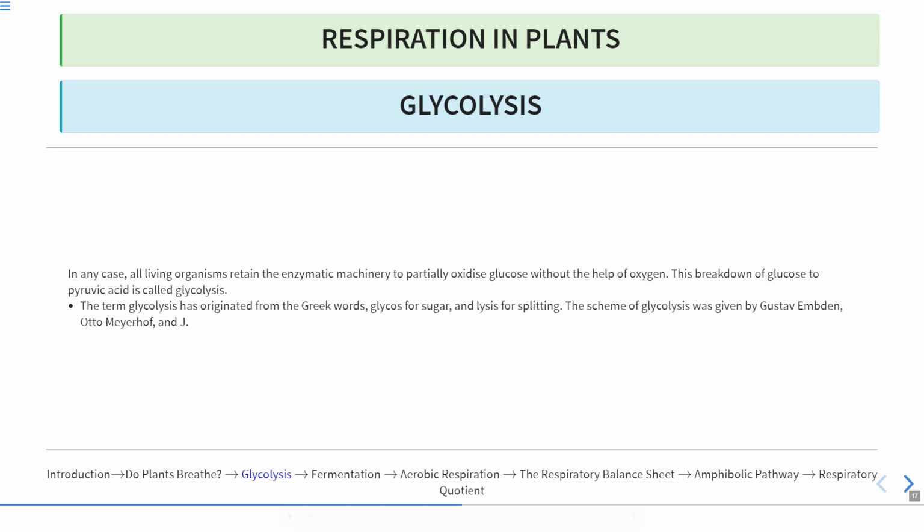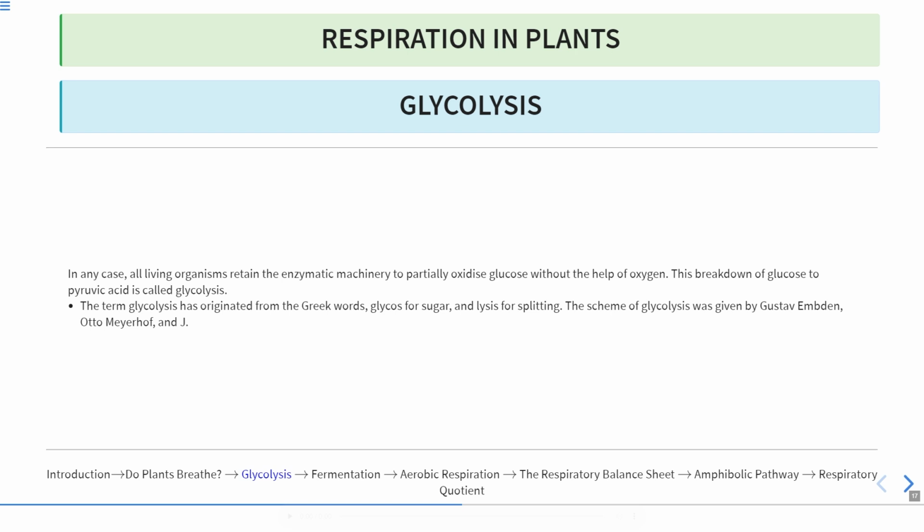There are many chemical reactions going on with the help of enzymes. So the enzyme based reactions, or the enzymatic machinery, partially oxidize glucose without the help of oxygen. This breakdown of glucose to pyruvic acid is called glycolysis. Still, in this process, glycolysis, there is no requirement of energy, or rather no requirement of oxygen. So we will see the various steps of the glycolysis process.